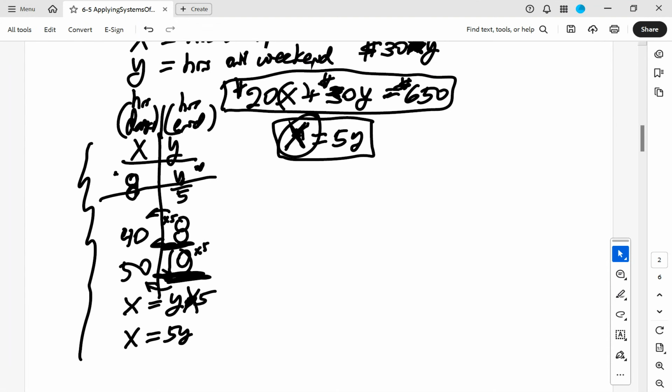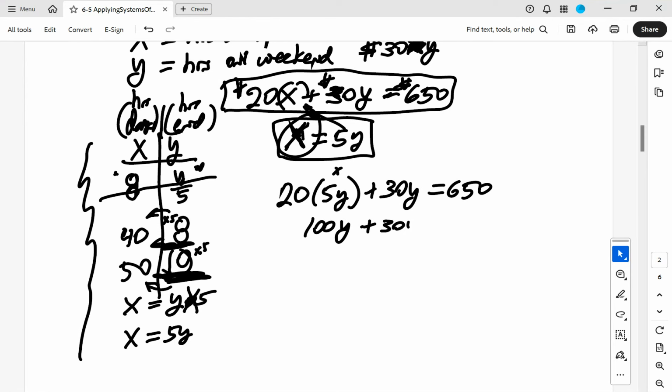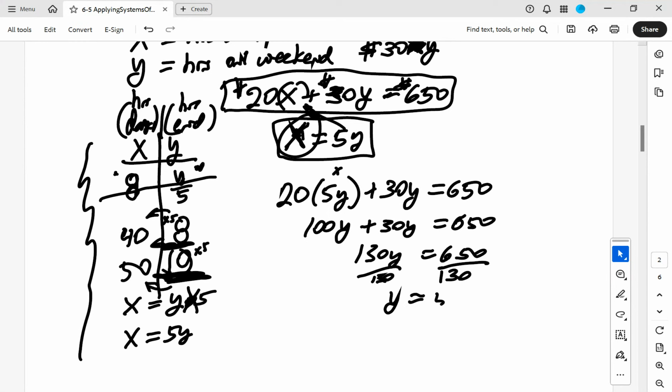Here's an X, here's an X. It looks like I'm going to put 5Y into there because I'm going to substitute that. So, whoops, it's not 50, but 20. 20 times 5Y, that replaces the X, plus 30Y is equal to 650. Okay, 100Y plus 30Y. And then we put these together and divide by the 130. Okay, and that means the Y comes out to the number 5.